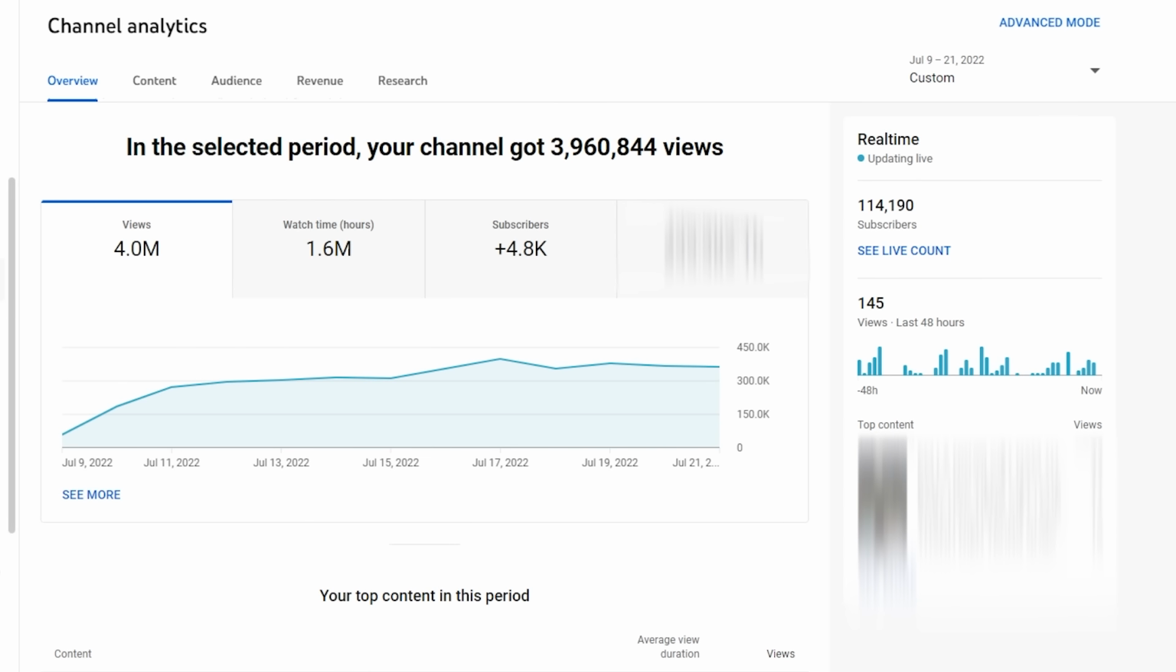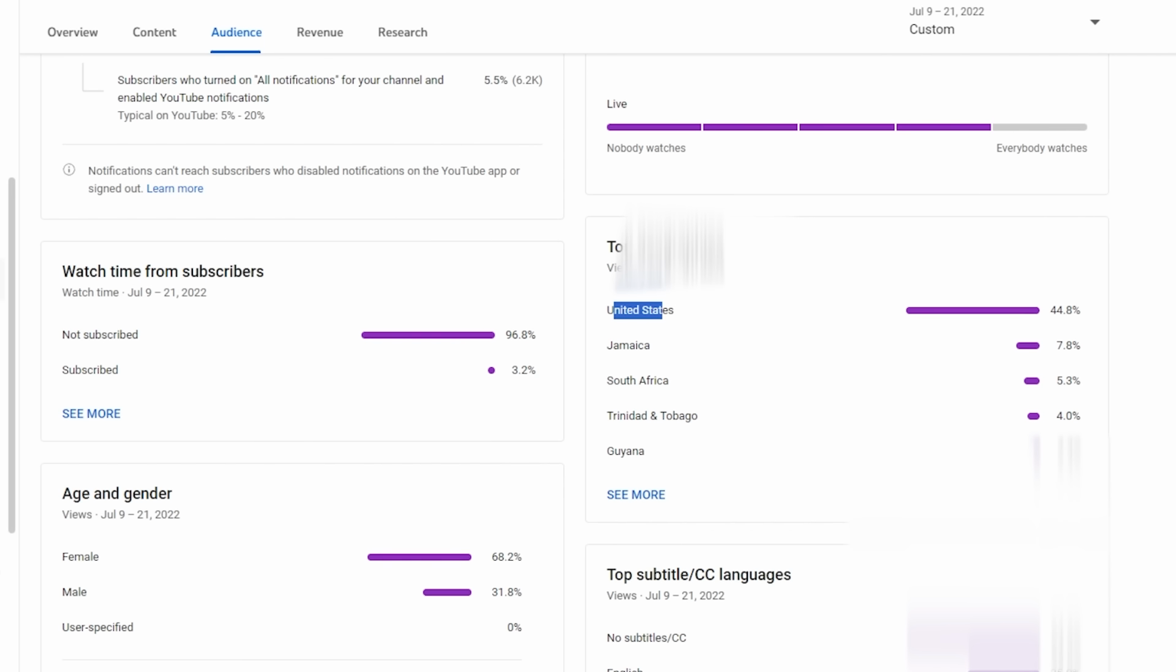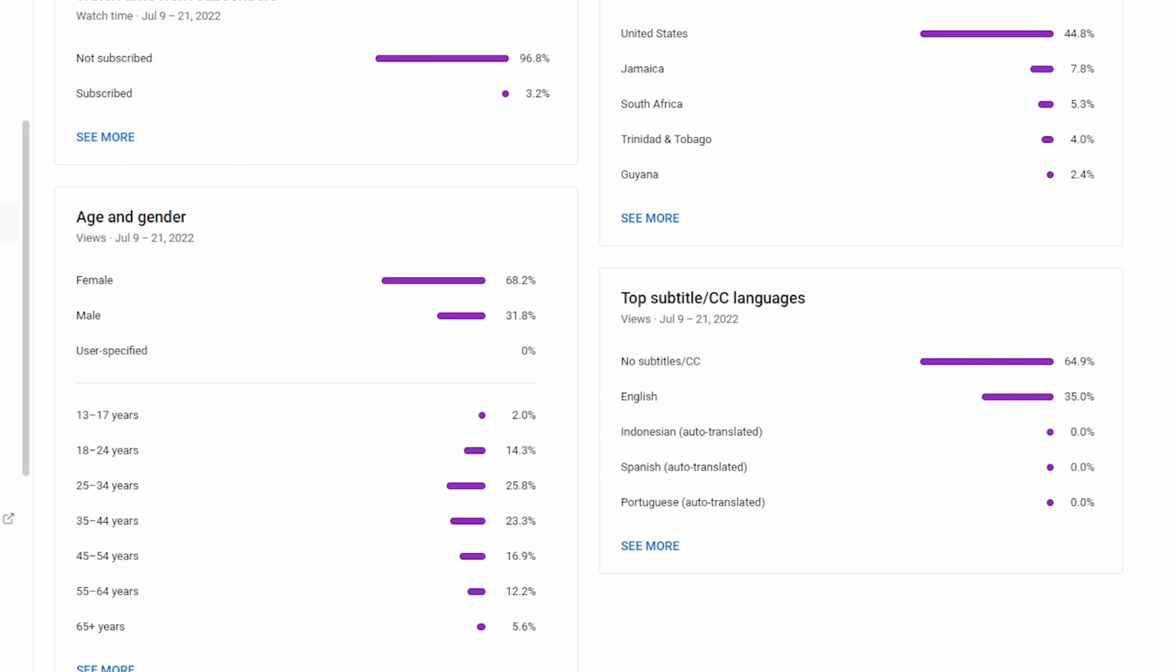And let's look at the audience. No wonder the United States audience holds a large percentage, and no wonder the United States is on top of the priorities. United States, Jamaica, South Africa, this is great, Canada, India, oh really, Philippines, United Kingdom, all of the countries that have the highest RPM on YouTube. And the age range is 35 to 44.